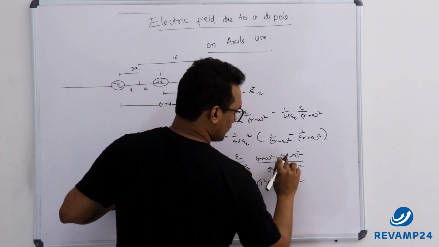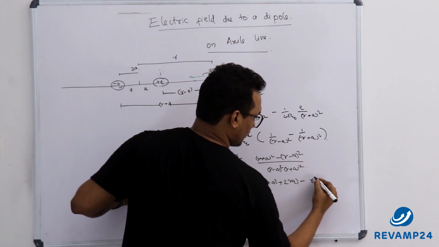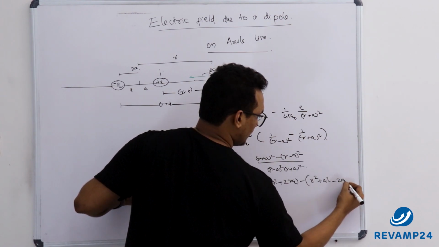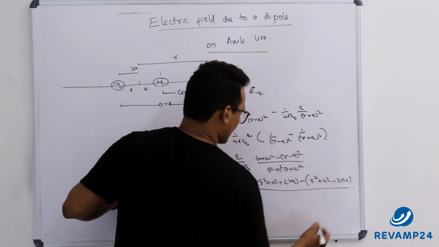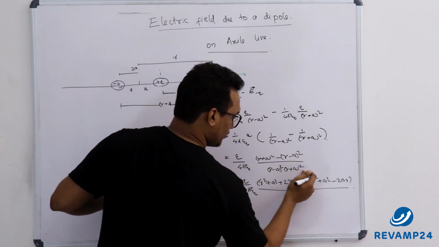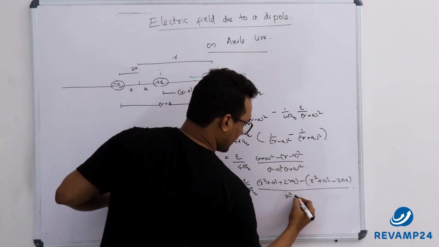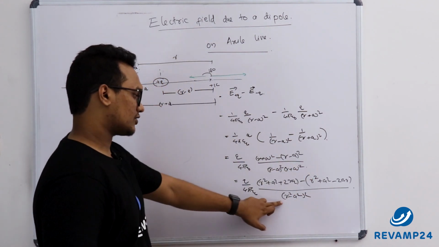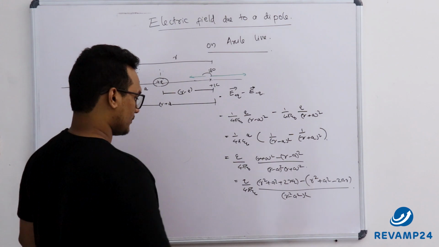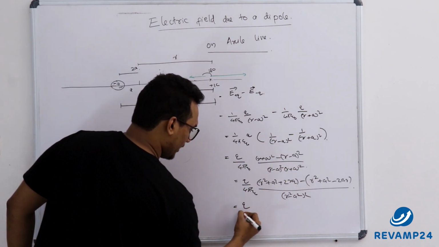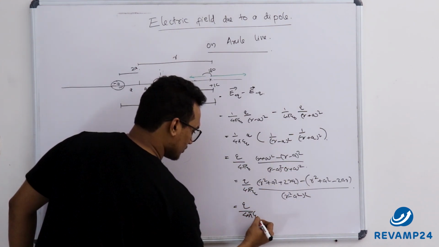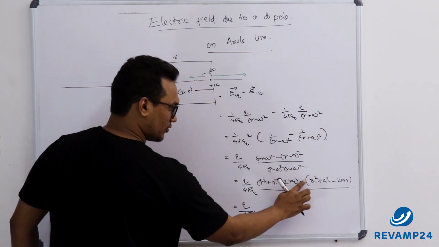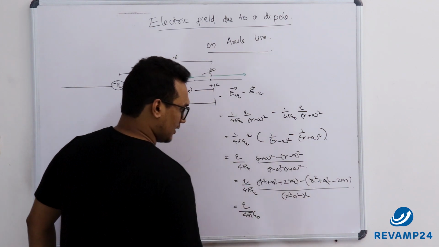Now minus of same here, (a minus b) whole square, a² plus b² minus 2ab, divided by (a plus b) into (a minus b). So it is (r² minus a²) the whole square, since (r minus a) into (r plus a) is r² minus a². Now open the bracket, q by 4 pi epsilon 0, r² minus r², these two will cancel. a² and minus of a², these two will cancel.